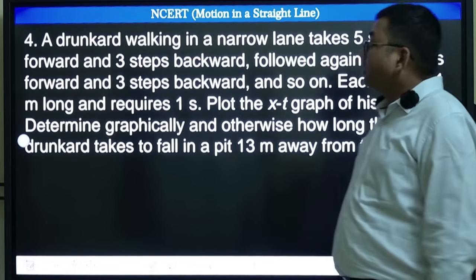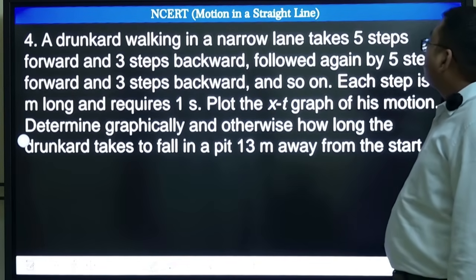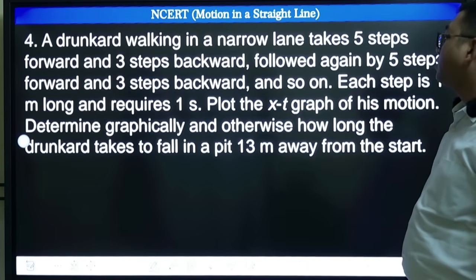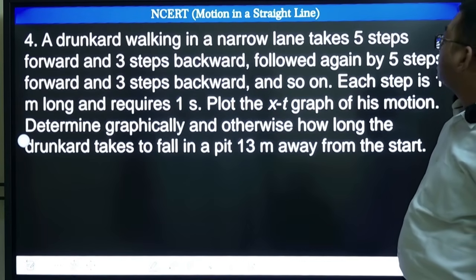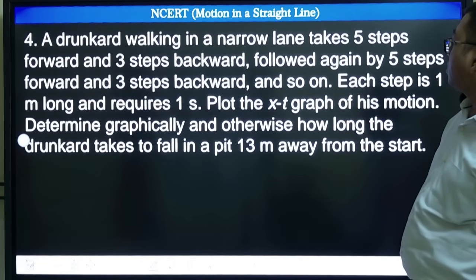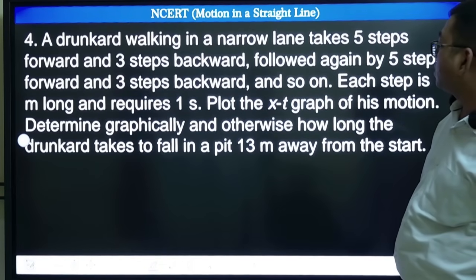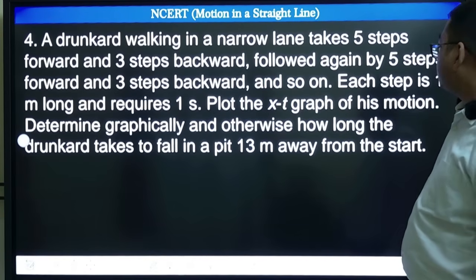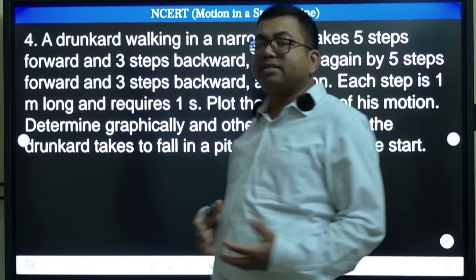Next question. Let us try the next question. A drunkard walking in a narrow lane takes 5 steps forward and 3 steps backward, followed again by 5 steps forward and 3 steps backward, and so on. Each step is 1 meter long and requires 1 second. Plot the graph of his motion. Determine graphically or otherwise how long the drunkard takes to fall in a pit 13 meters away. So try to first analyze this motion.